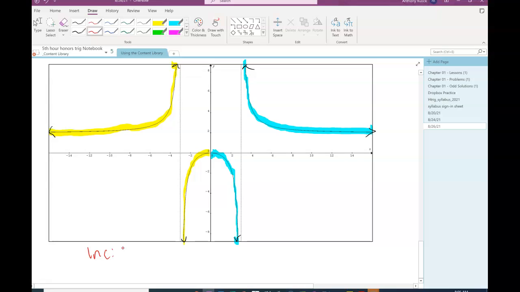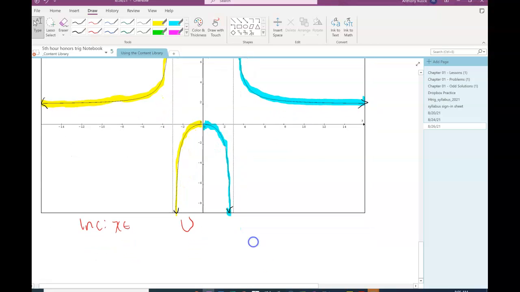Now, because the graph is in 2 distinct chunks, we have 2 intervals that are increasing. I know I'm going to have to use 2 intervals with a union in the middle, so I'm going to write x as a member of first and then put my union in there so I have enough space to cram everything in. And similarly with my decreasing, I'll do that right away.